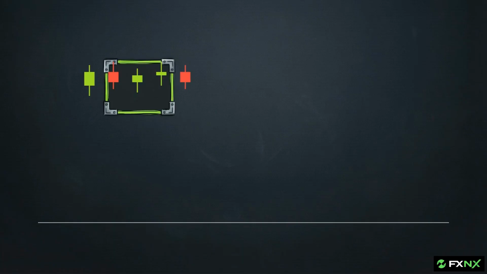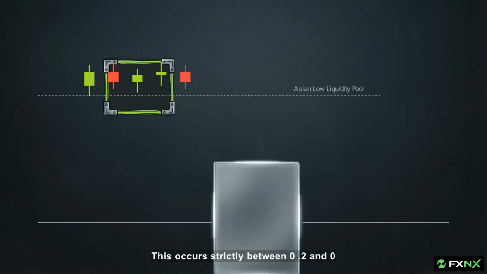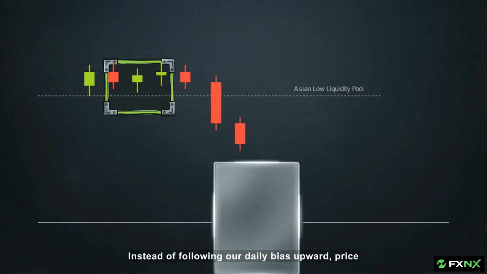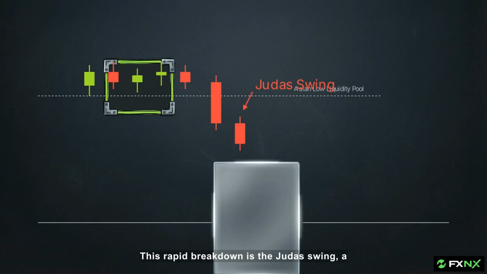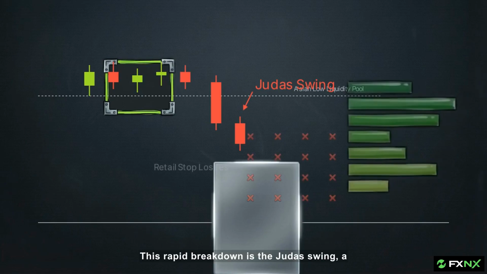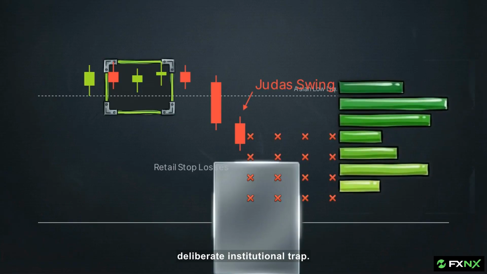Step 3. Zoom back into the 5-minute chart and wait for the London Open. This occurs strictly between 2 and 3 a.m. Eastern Standard Time. Watch what happens as London wakes up. Instead of following our daily bias upward, price drops, aggressively breaking out through the bottom of our Asian range. This rapid breakdown is the Judas Swing, a deliberate institutional trap.